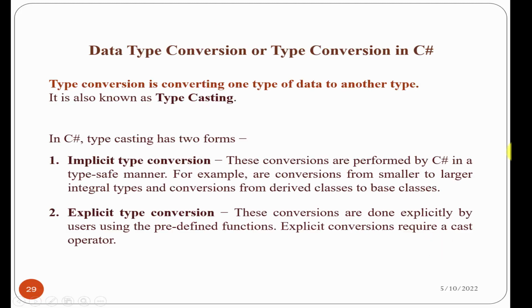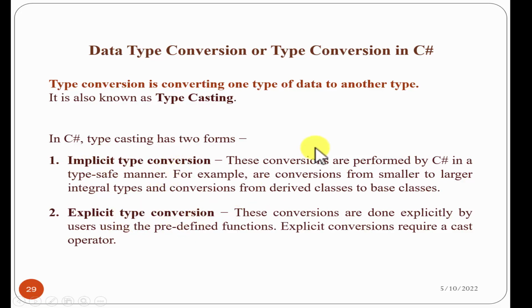So what do you mean by data type conversion? Type conversion is converting one type of data to another type. As I told you, we will convert the string type data to another type as per the requirement of our variable, in which format we need to take the value. This is also known as typecasting. We have two types of typecasting: implicit typecasting and explicit typecasting.